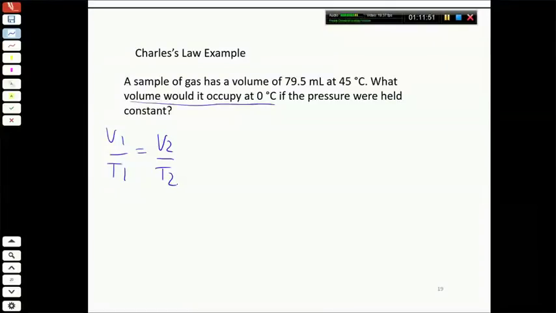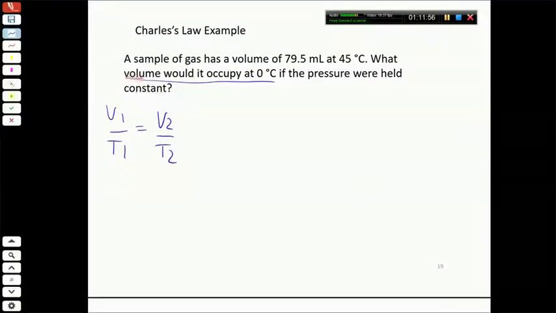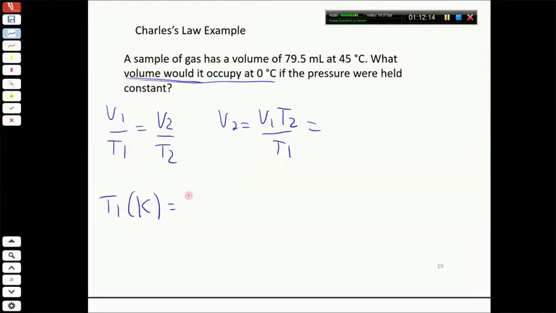So V1 over T1 is equal to V2 over T2. That's Charles's law. And so what we're solving for here is the volume at the new temperature. So we're solving for V2, which is V1 times T2 divided by T1. And again, the caution here when we're using temperature as part of our calculation is that it has to be in Kelvin. So our initial temperature is T1, 45 degrees Celsius. We have to add 273 to that to get the temperature in Kelvin, which is 318. As I said, it's 273.15, but for these types of problems, if you just do 273, you'll be fine.